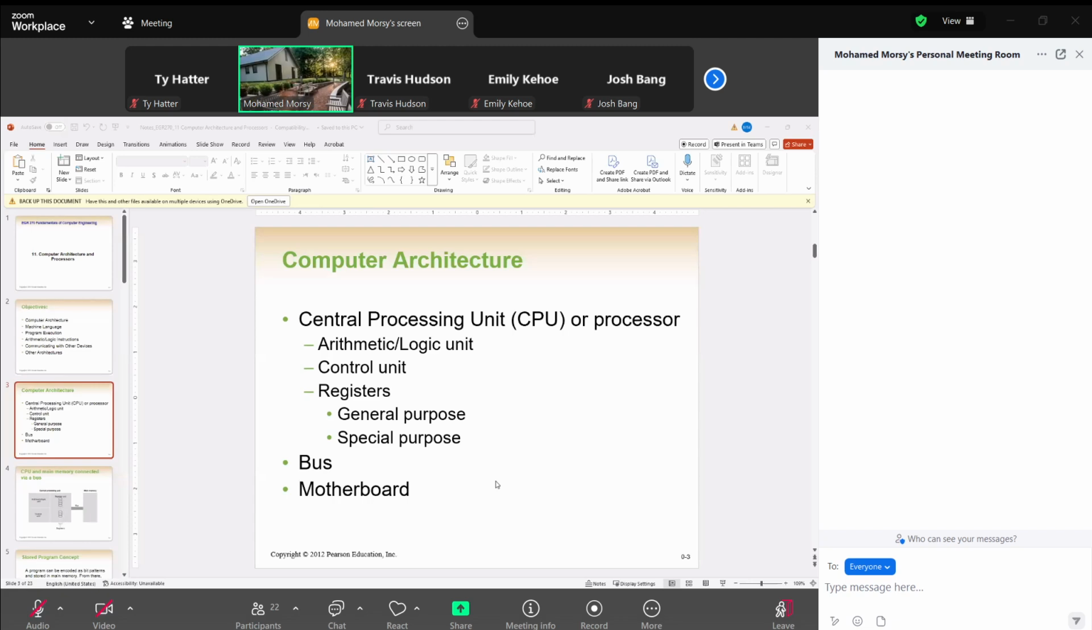So in computer architecture, we have the central processing unit, CPU, also called the processor. It has an arithmetic logic unit, a control unit, and registers. We have mainly two kinds of registers, general purpose and special purpose. We'll talk about each one of them. Bus and motherboard.